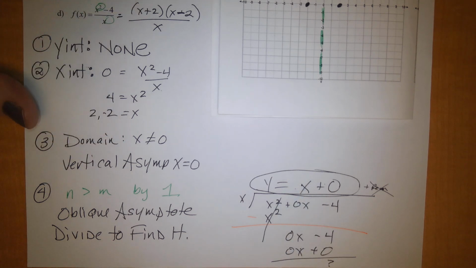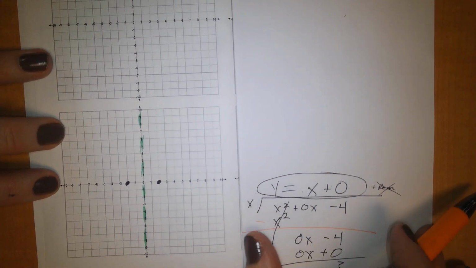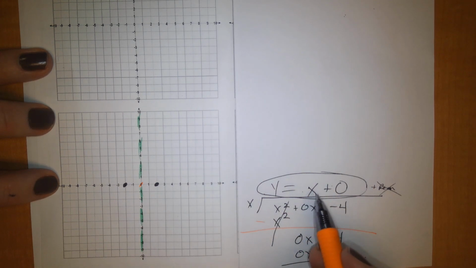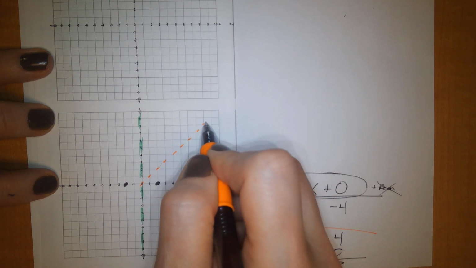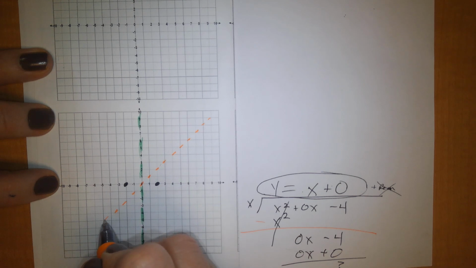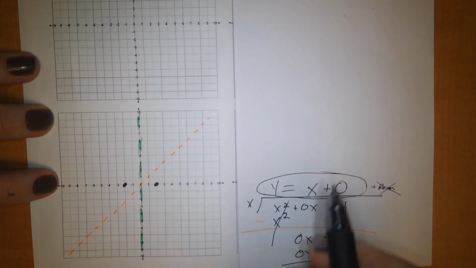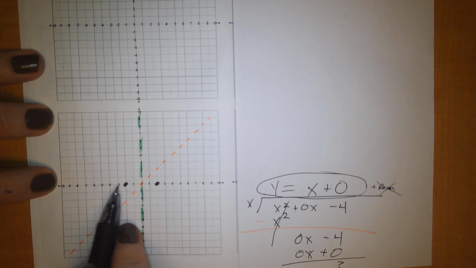So when I graph this on my graph, my oblique asymptote will be located here. I have a y-intercept of 0 and a slope of 1. So that's up 1 over 1, up 1 over 1, up 1 over 1. So there's my oblique asymptote. My graph will never cross through an oblique asymptote or a vertical asymptote, ever. The last step is to just find a couple more points if necessary to see whether it's above or below the x-axis in between these critical points.